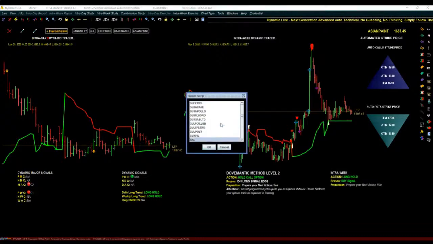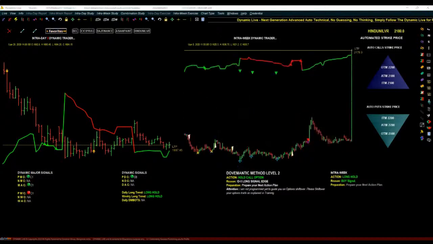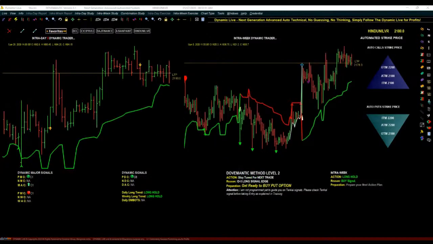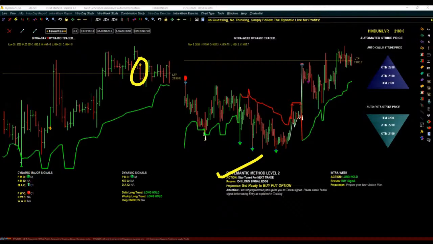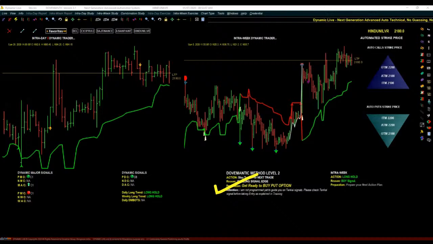Hindustan Unilever. Here is a case of Hindustan Unilever. Now, even in this there is no trade. The action is telling us stay tuned for next trade, because even if yesterday you had bought a put option at this point, there was a long signal edge point where it must have told you to exit the put option. But then anyways, the preparation is telling us get ready to buy a put option, so be prepared. Once this intraday 3 long signal confirms a sell, that is when it is going to ask you to buy a put option. Until then, you're simply supposed to wait here.